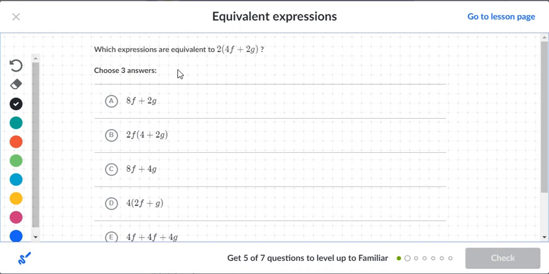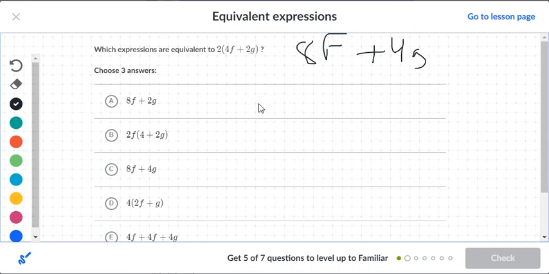Let's go to the next one. Here we want to multiply through. So here it says choose 3 answers, so we're looking for 3 answers. We multiply by 2 here and we get 8 letter F plus 4G. So we're looking for 8F and 4G. Well, there's the 8F, but there's only 2G. Right here, 2 times 4 is 8.